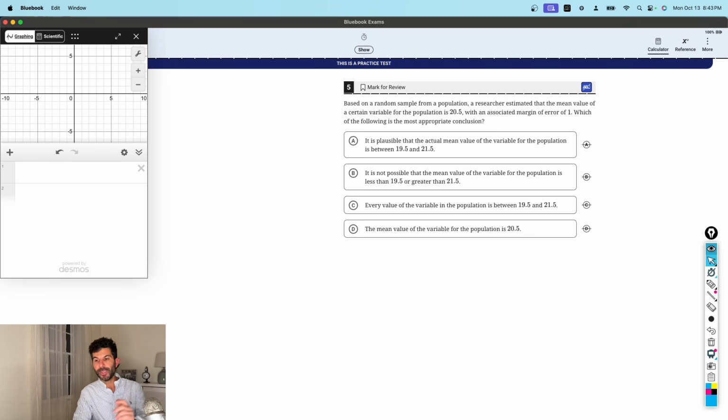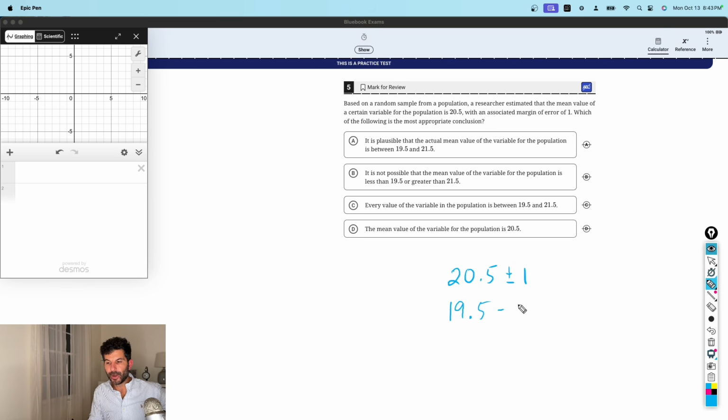All right. So if we have an average of 20.5 with an associated margin of error of 1, that means that our population is 20.5 plus or minus 1. Okay. So what that means is if we take away 1 and add 1, we create ourselves a little interval that our average lies somewhere between 19.5 and 21.5. So now we just look at these answer choices and we want to see which one makes sense.